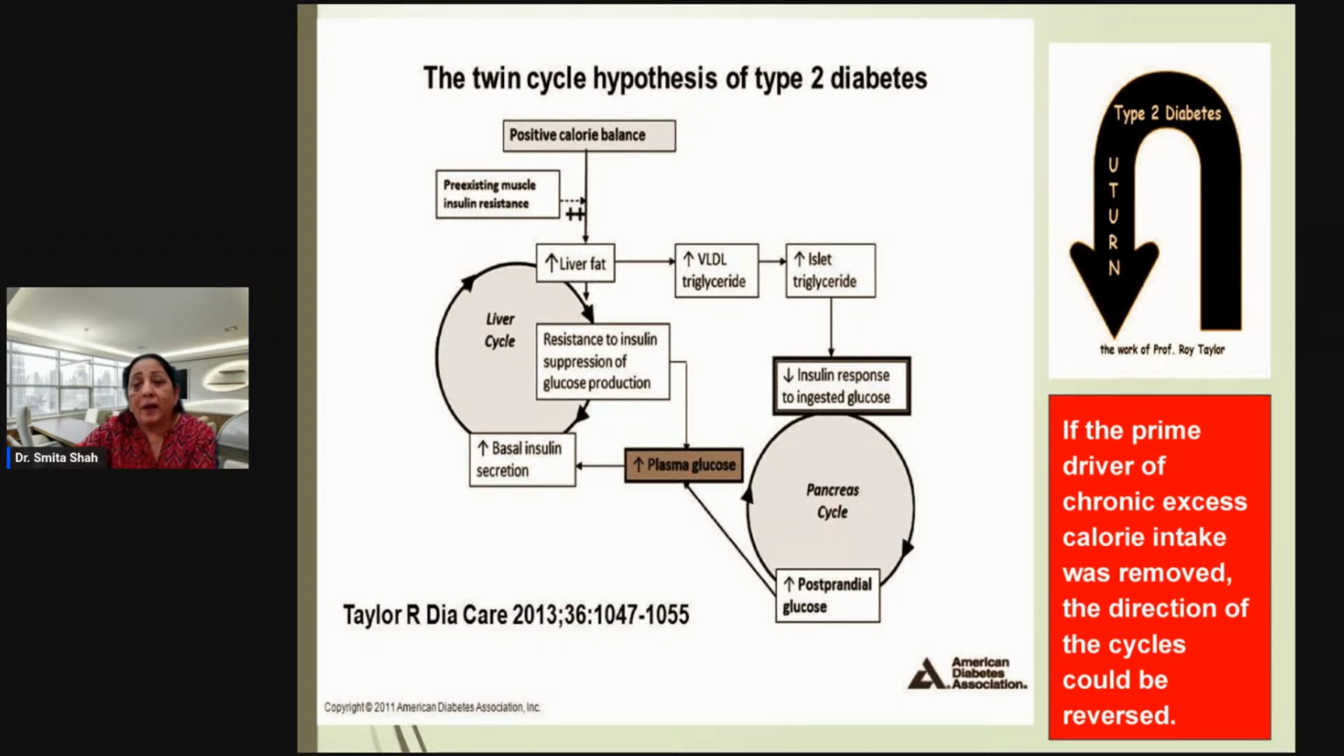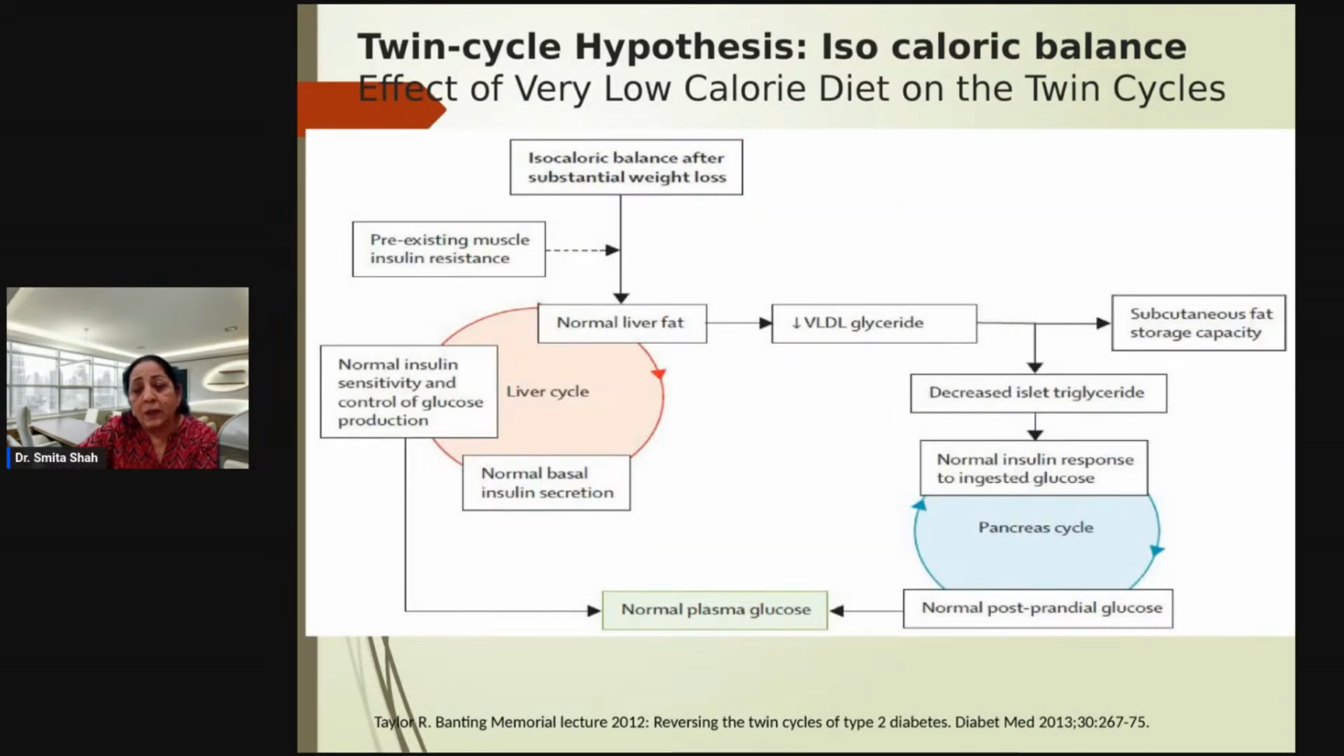So if you are having excess calorie intake for a long time, definitely the excess calorie will go into the liver fat as well as the pancreas, and then maybe you develop diabetes. Now, how to reverse the diabetes? You have to take a U-turn. How to reverse diabetes? You have to remove the excess calorie.